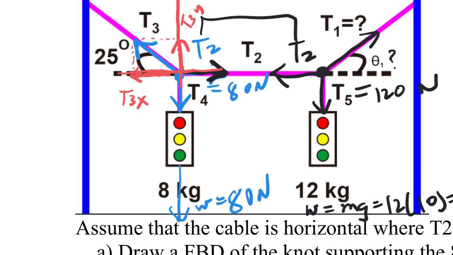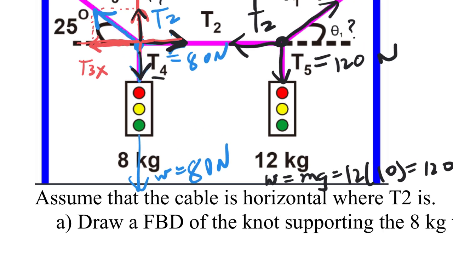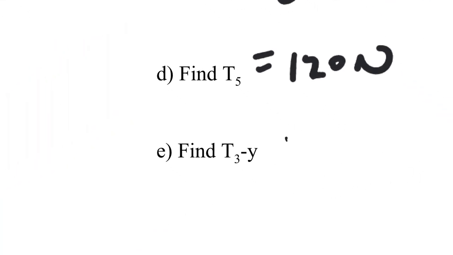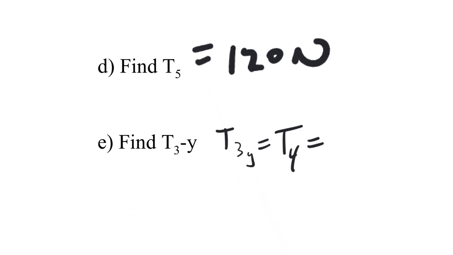Now, can you see that T3Y is going to equal T4? Because that knot is at rest. There's no vertical acceleration. So T3Y has to equal T4, which equals 80 newtons.